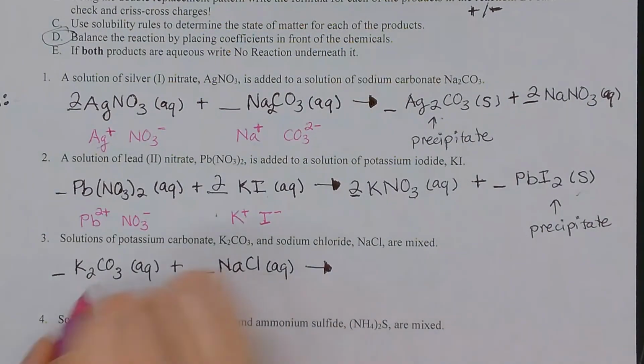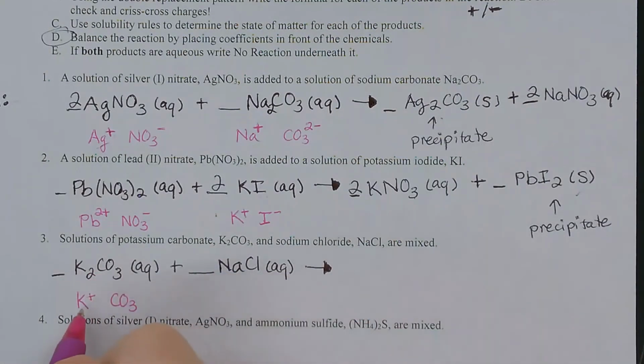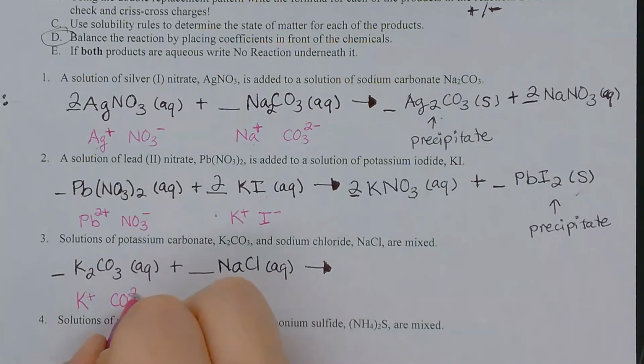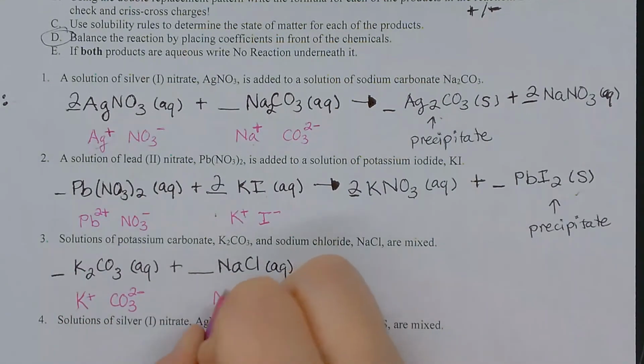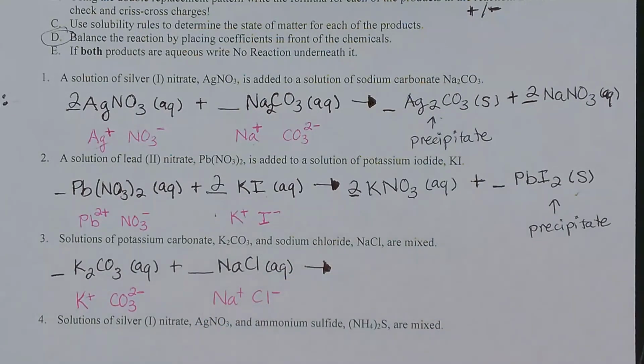So I'm going to go ahead and write my ions. I know potassium is positive because of its position on the periodic table. I've only got 1 carbonate there. So I've got 2 potassiums that are positive, so that means carbonate has to be 2-. Sodium is positive and chlorine is negative due to their position on the periodic table.